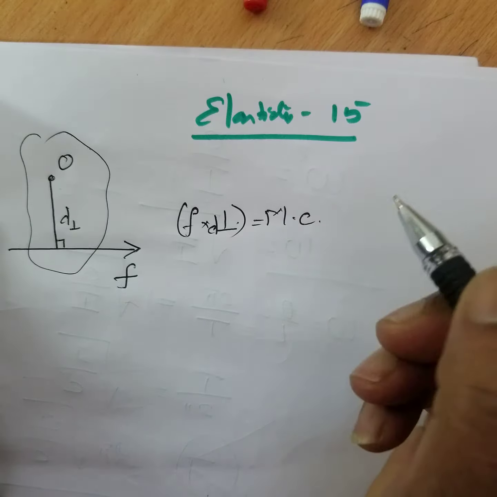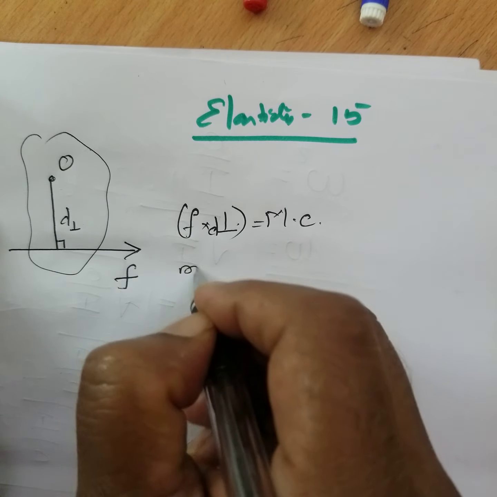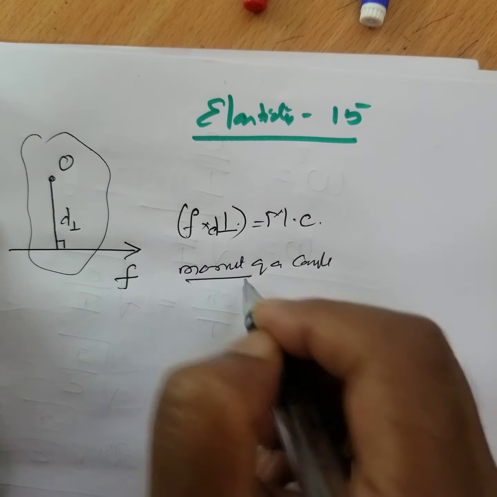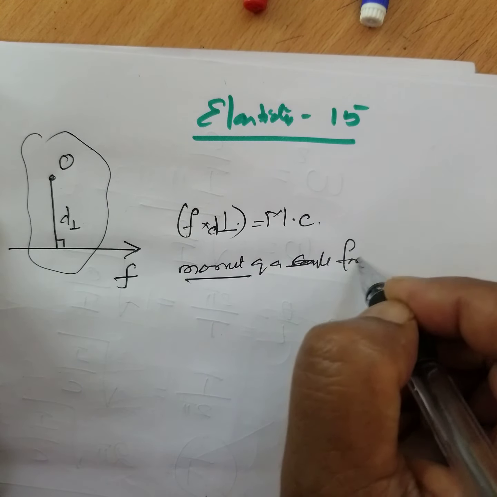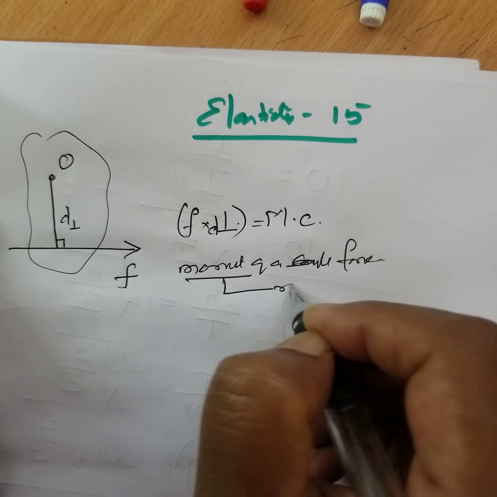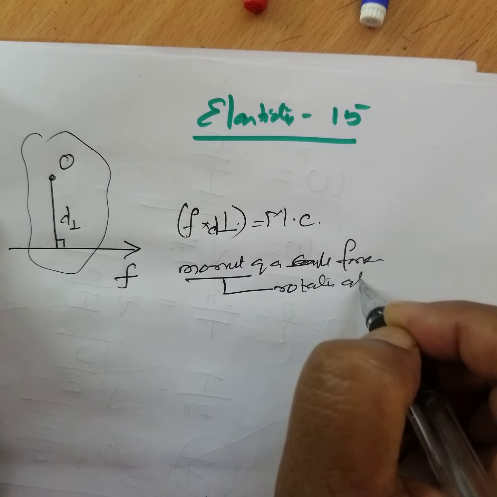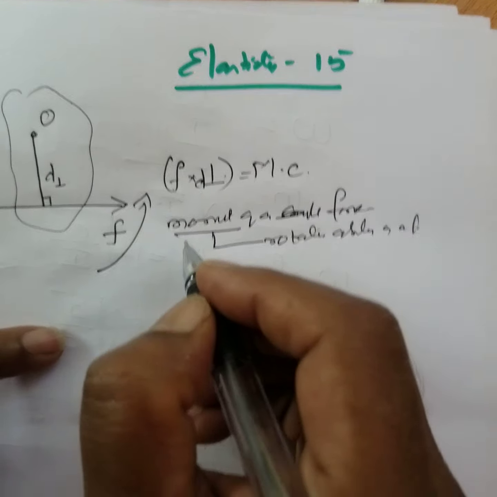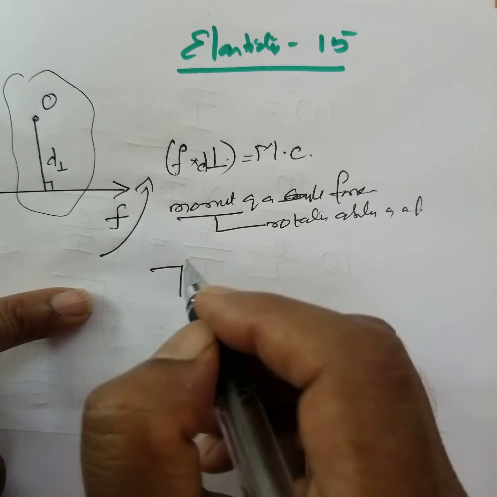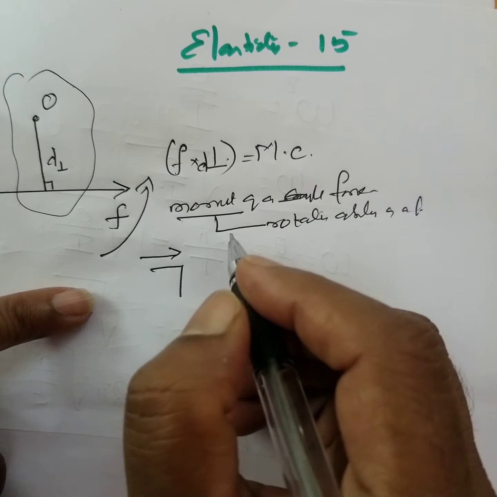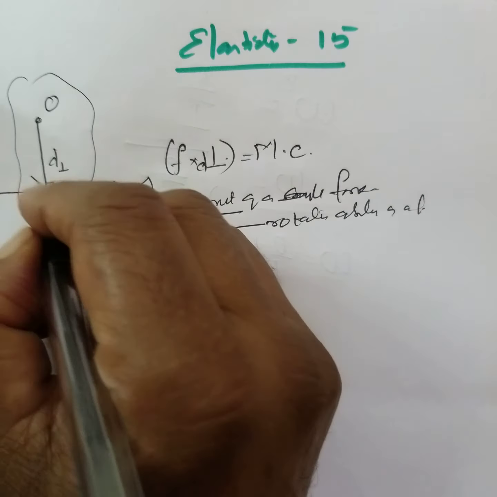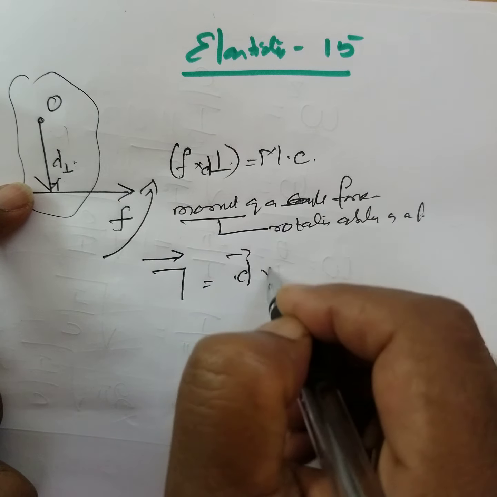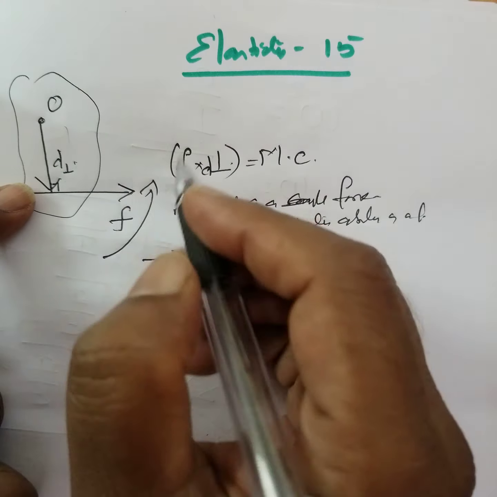What is the moment of a couple? It is the moment of a force. Moment of a force means the rotating ability of a force. The symbol we use is tau. It is a vector quantity. It is equal to R cross F, a cross product.